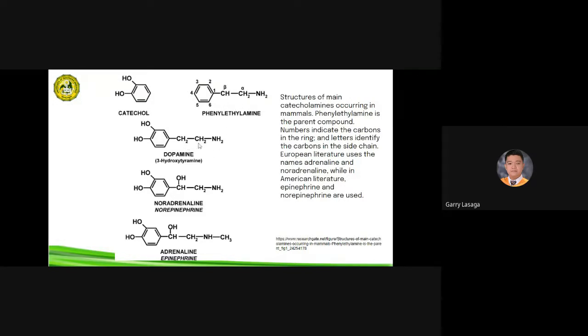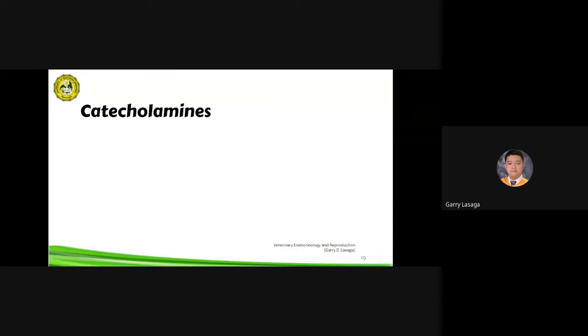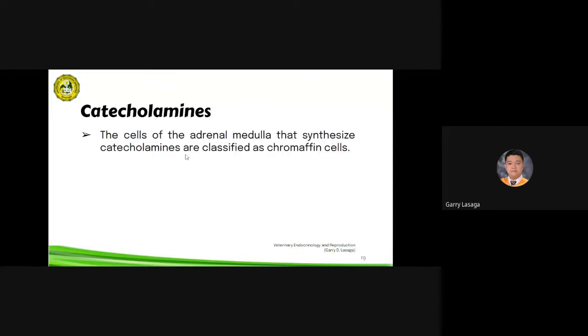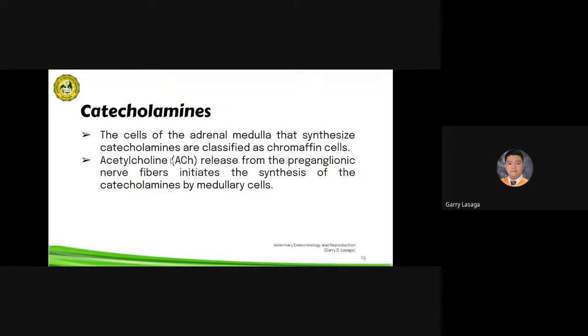So this is the structure of dopamine, norepinephrine, and adrenaline. These are the three major types of catecholamines that are released in the adrenal medulla. The cells of the adrenal medulla that synthesize the catecholamines are classified as chromaffin cells. The chromaffin cells are the specific cells of the gland that will secrete these catecholamines.